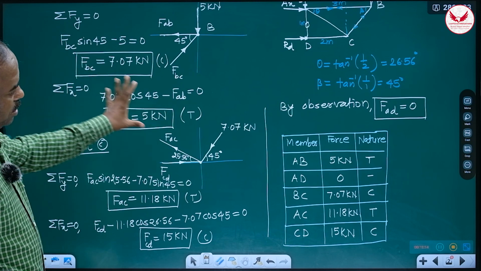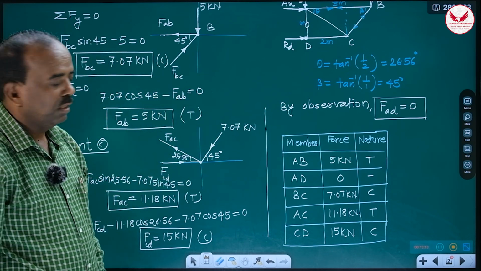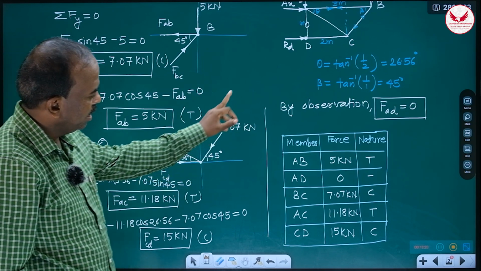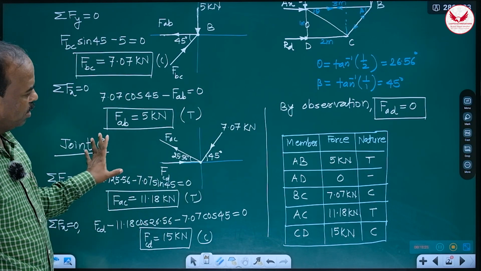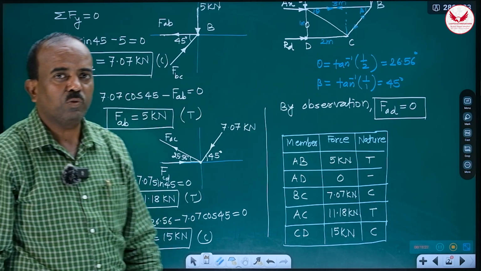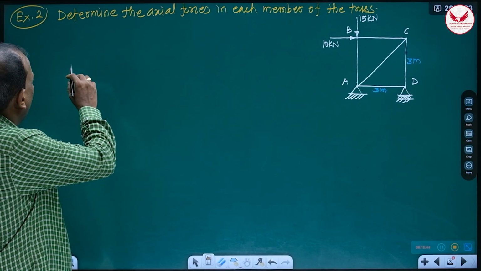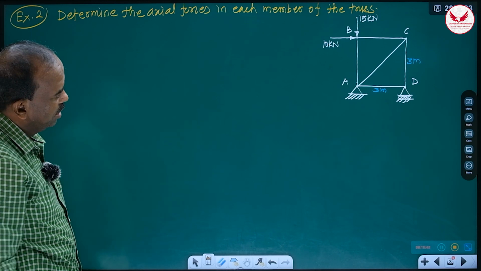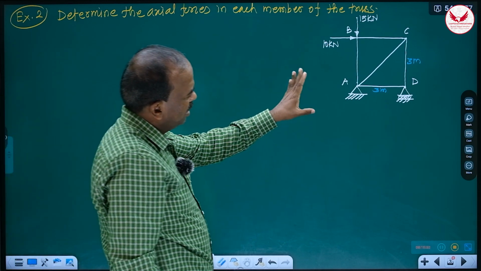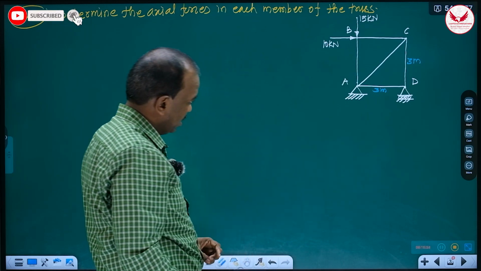So like this, in general, we have to solve the problem of truss. And at the end, if you tabulate the result, it will be much better. Problems are not difficult. Step by step, silently, we have to solve it. Now we'll see the second example of truss. Determine the axial forces in each member of the truss. So this is also a simple truss. Only 5 members are there, and we have to find out these 5 answers.